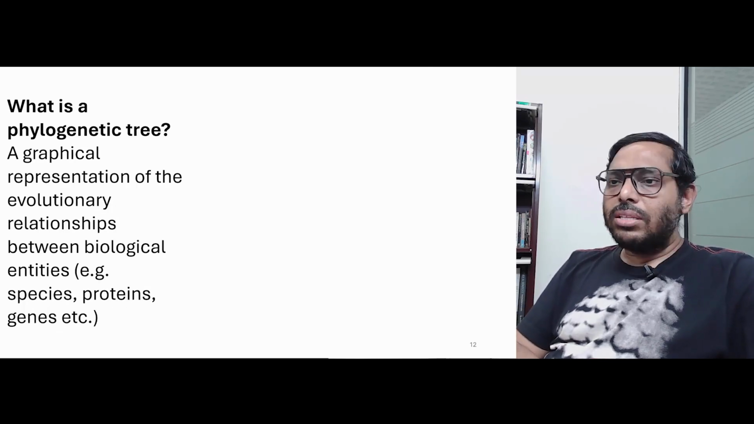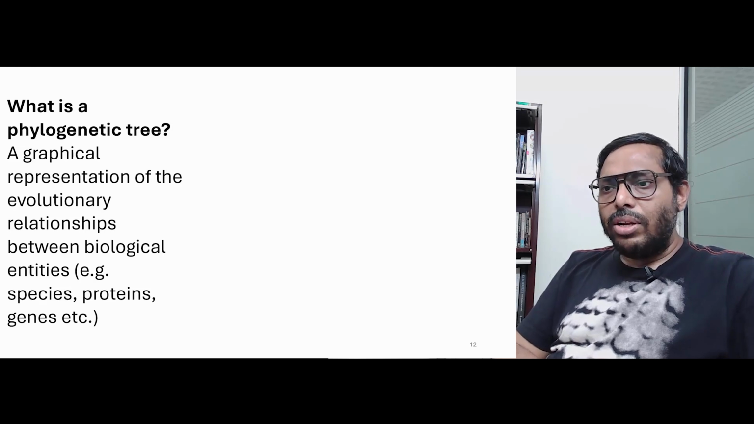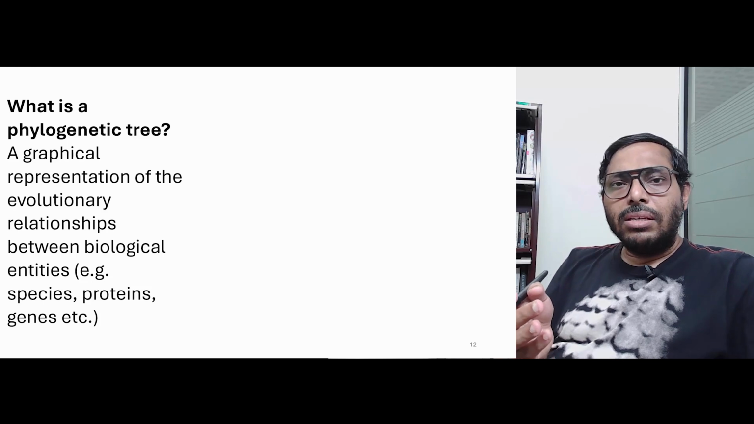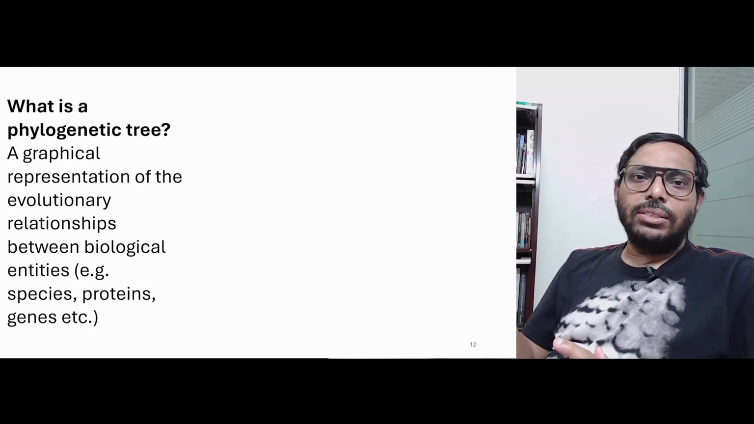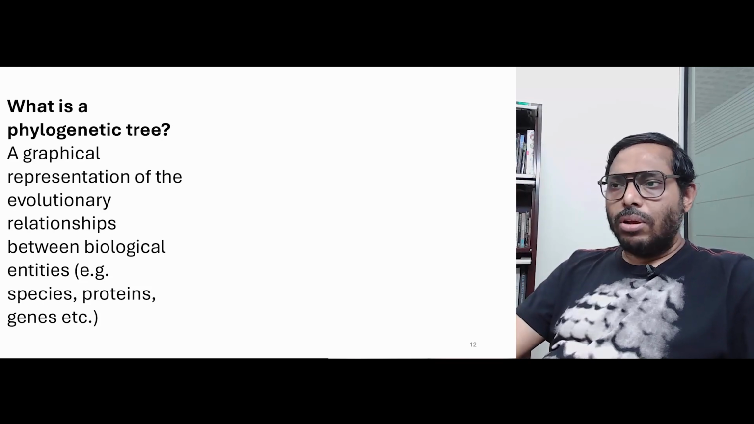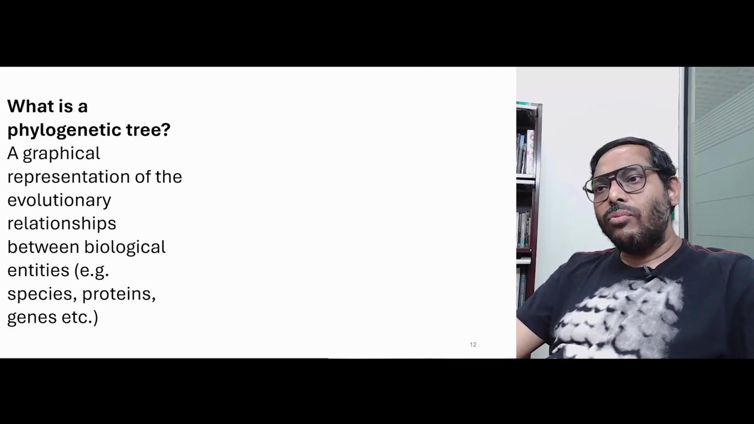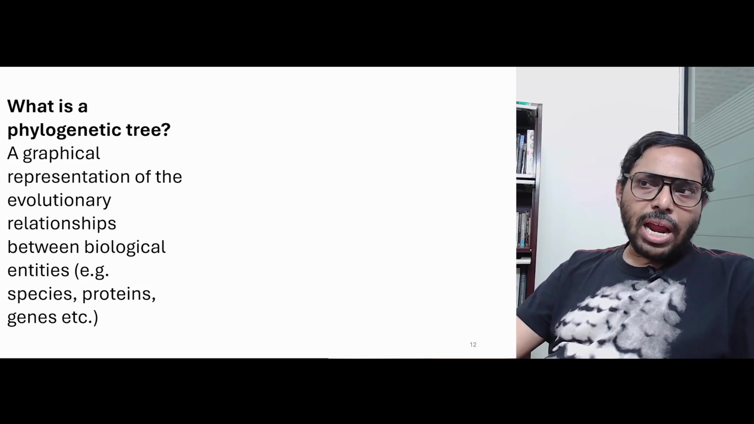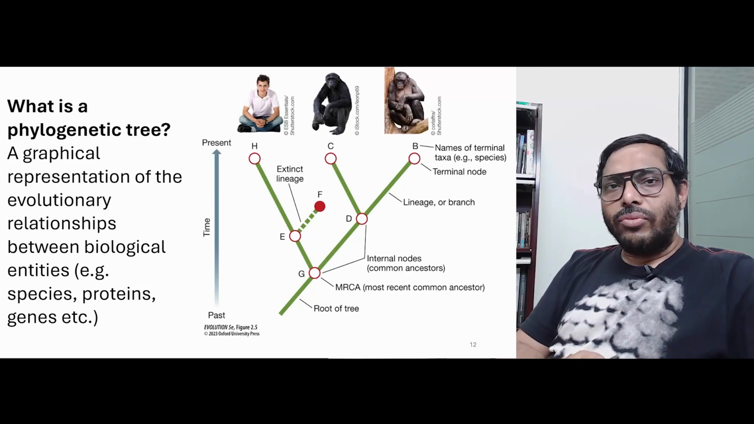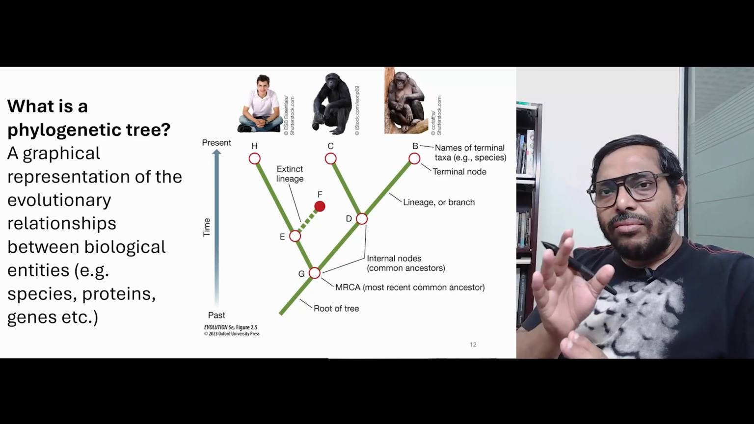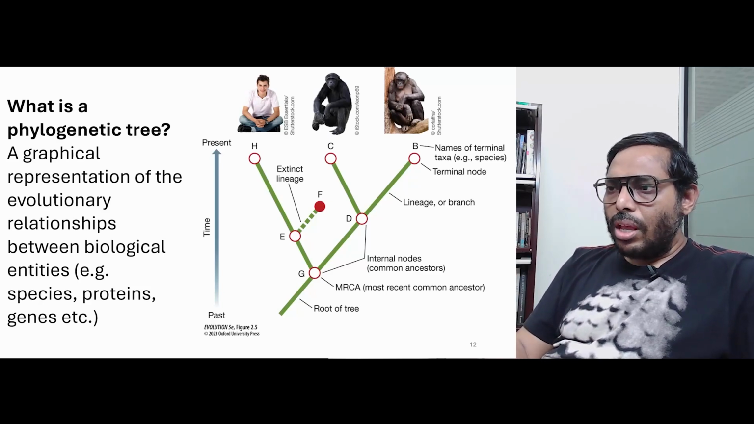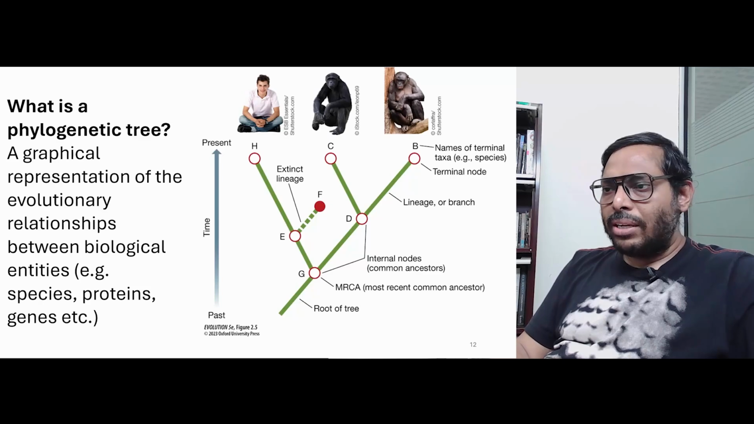A phylogenetic tree is a graphical representation of the evolutionary relationships between biological entities, and when I say entities, you can make it in terms of relationships between species or relationships between proteins or relationships between genes, whatever. So, to give you an example, let us say we look at humans and the two close relatives, chimpanzees and bonobos, and we ask the question: what exactly is the way in which these species are related to each other? So, this is the form that the relationship takes.